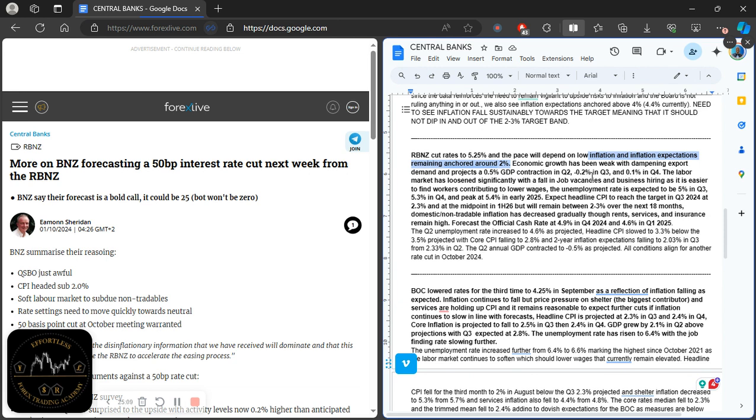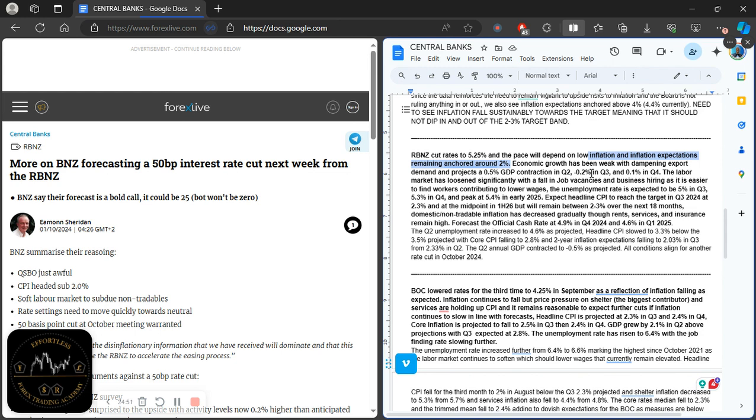So what were they telling us essentially? They're expecting weaker growth. So now I need you to think about this. If you are expecting weaker growth and unemployment is rising at the very same time, and inflation is falling at the very same time, then what does that tell you as a central bank?